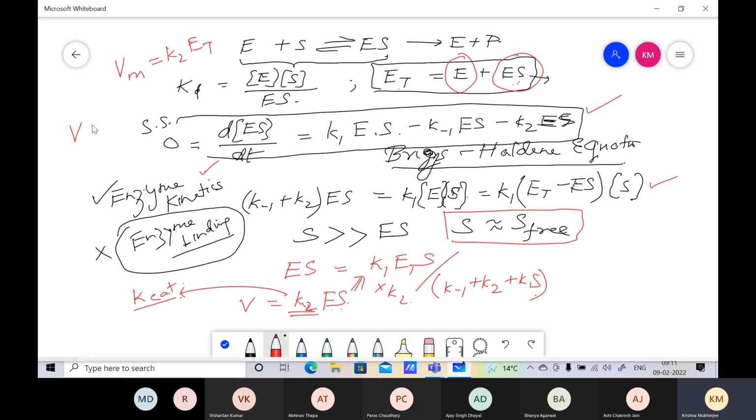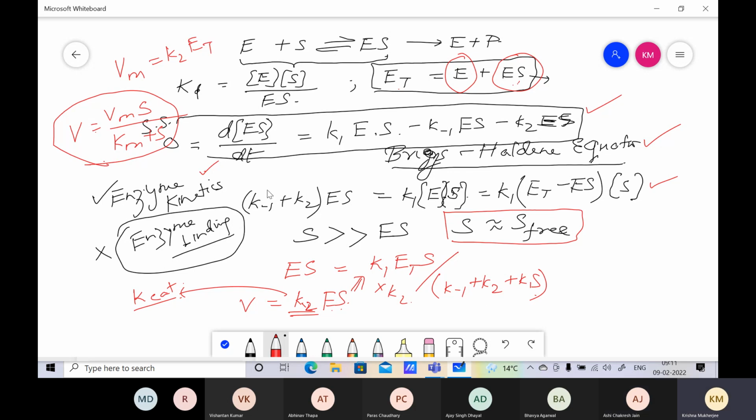I'm sort of revising it quickly, and if all of you are not following, I can do this algebra. It's much simpler. V equals Vmax S upon Km plus S. This is the formulation that we get again, even using the Briggs-Haldane equation. So this is a quick revision of what we did. You remember all this? All of you? Yes, sir.